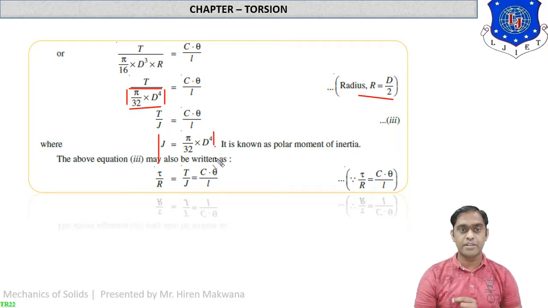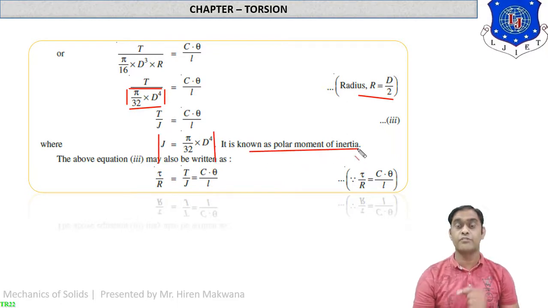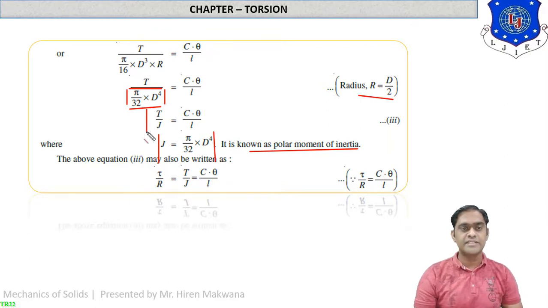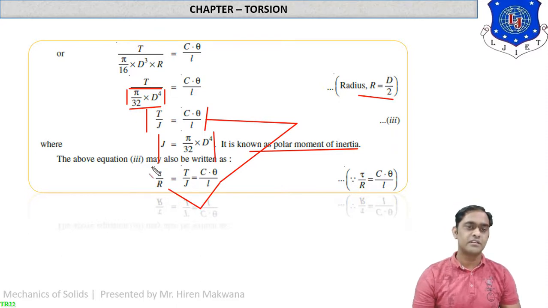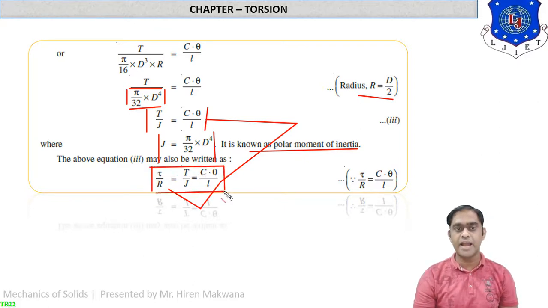So J equal to pi by 32 D raised to 4 is known as the polar moment of inertia for the circular solid shaft only. The final equation is T by J equal to C theta by L. But this C theta by L is the same as earlier tau by R. So we can say that the triplet formula will be tau by R equal to T by J equal to C theta by L.